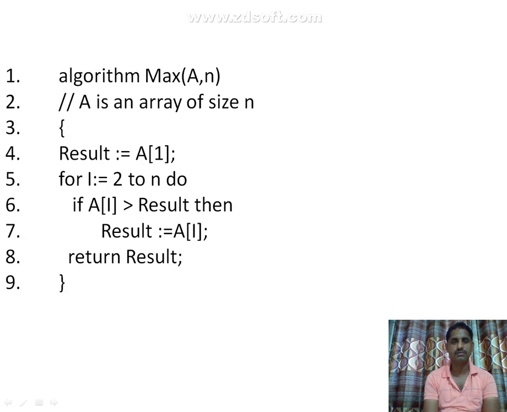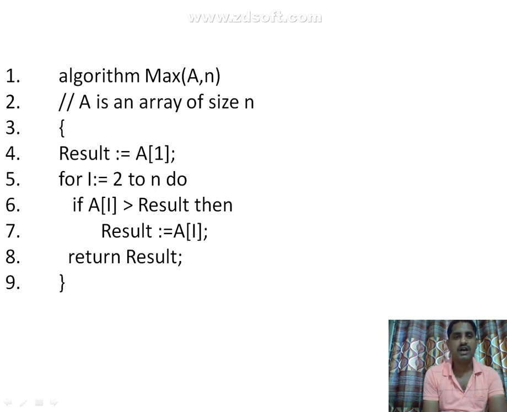Okay, see for example, Algorithm Max(a, n), where a is an array of size n. Then result equals a[1], that is, the first element is taken as the maximum element. Otherwise, you go for the condition: for i equal to 2 to n, do, if a[i] is greater than result, then result equals a[i]. Then return the result.